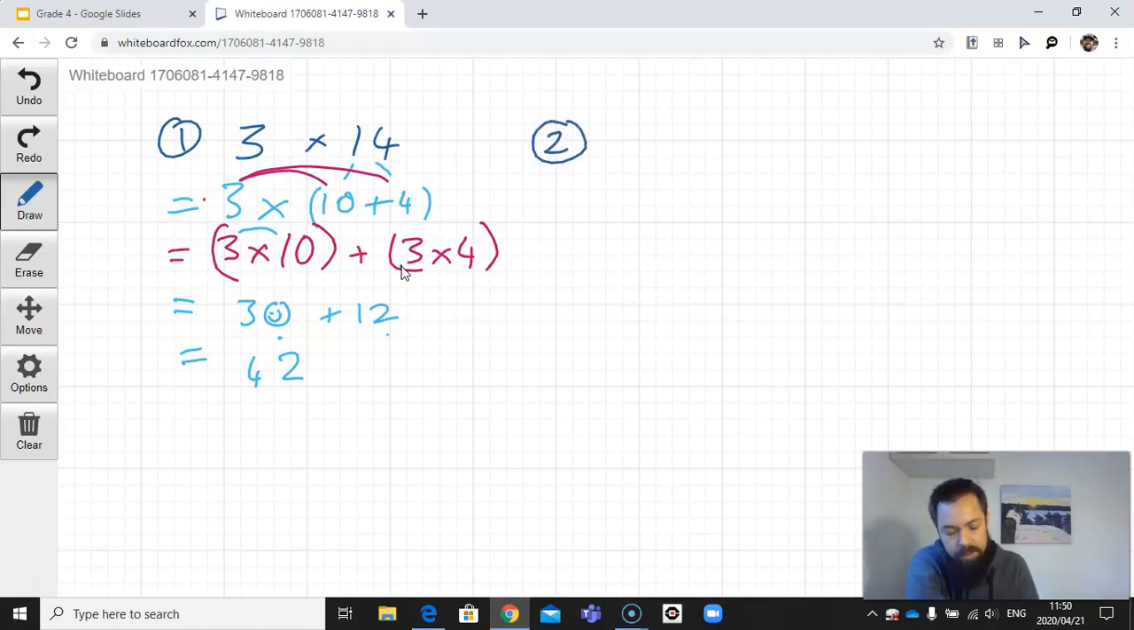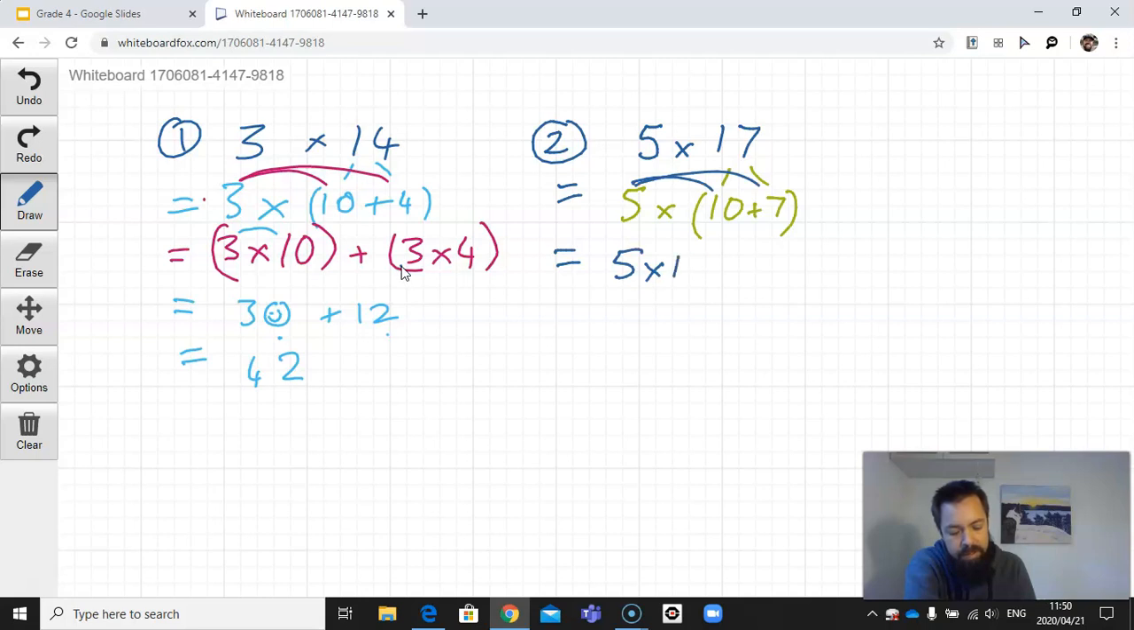Right, number 2, let's do 5 times 17. Well, again, we're going to break up the tricky number into 2 parts. I've got a 7 plus a 10, or a 10 plus a 7 gives me 17. I've just rewritten it, so I've written my 17 in a different way. Now I'm going to multiply out. So I'm going to do 5 times each of my bits. So 5 times 10 and 5 times 7. And the plus comes in between the two.